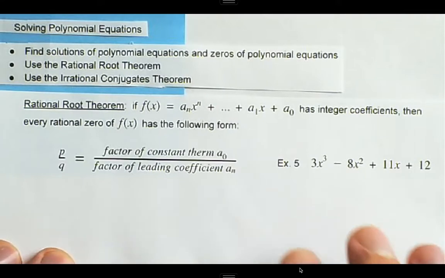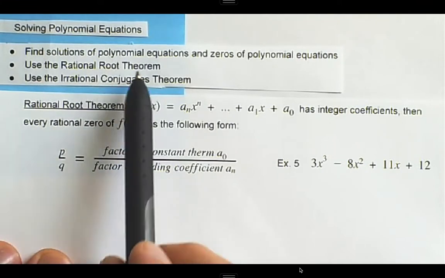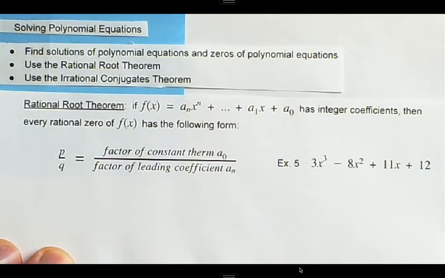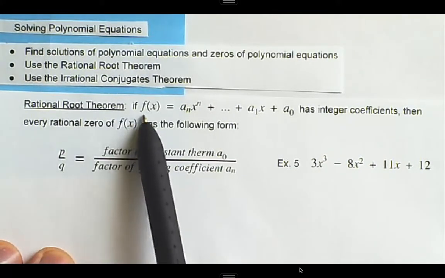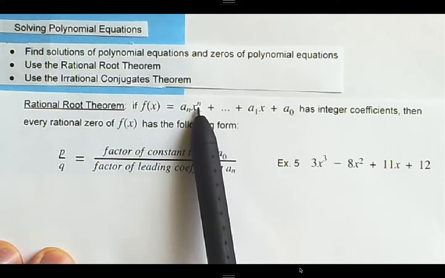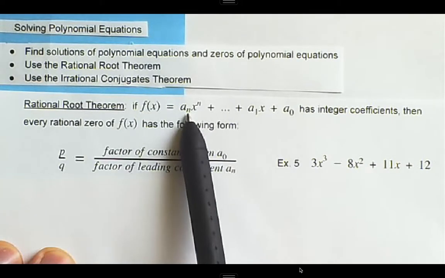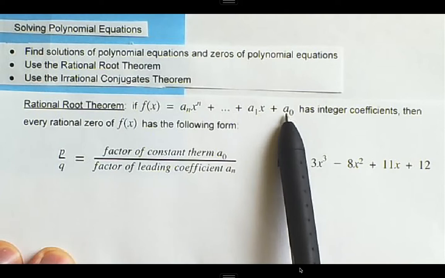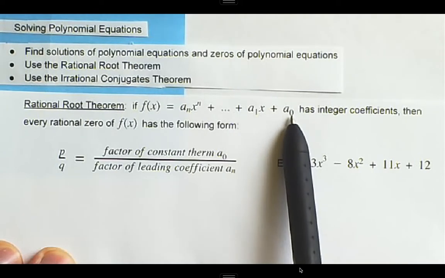We're talking about solving polynomial equations, and for this one we're going to talk about using the rational root theorem. The rational root theorem says if f of x is a polynomial, and here's the polynomial, this just says that the polynomial has highest degree n with leading coefficient a sub n, and it goes all the way down to a constant term a sub 0.